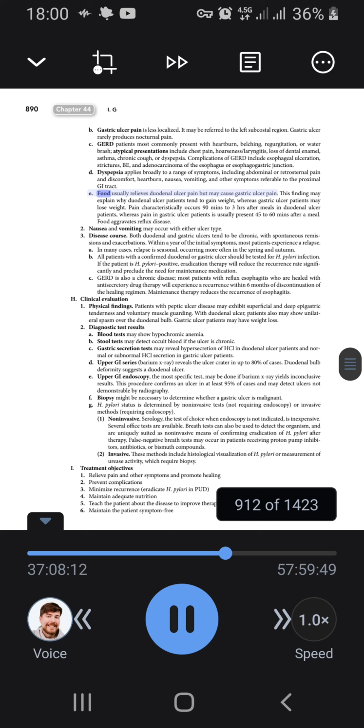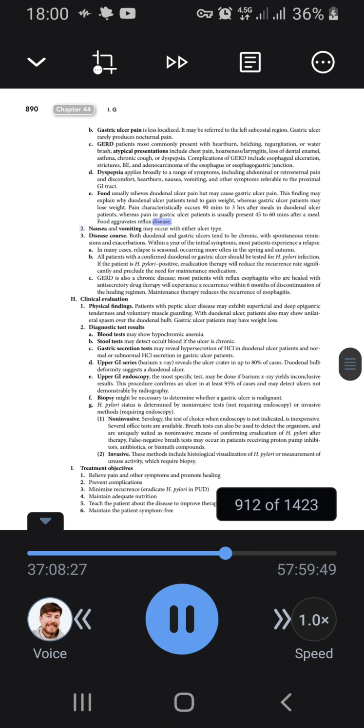E. Food usually relieves duodenal ulcer pain but may cause gastric ulcer pain. This finding may explain why duodenal ulcer patients tend to gain weight, whereas gastric ulcer patients may lose weight. Pain characteristically occurs 90 mins to 3 hrs after meals in duodenal ulcer patients, whereas pain in gastric ulcer patients is usually present 45 to 60 mins after a meal. Food aggravates reflux disease.